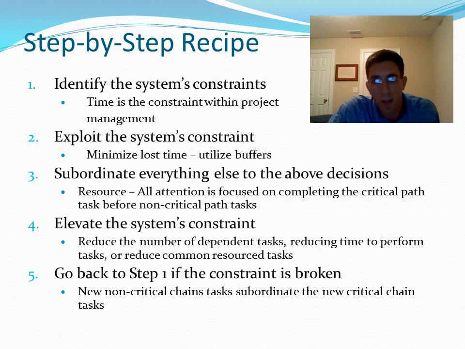Okay, the step-by-step recipe we developed based on the critical chain method. It's taken after the theory of constraints. So the first step will be to identify the system constraint. Well, in project management, time is the constraint. Step 2, exploit the system's constraint. We're going to utilize the buffers that we talked about on the previous slide to minimize lost time. Once again, these are the feeding buffers, project buffers, and resource buffers.